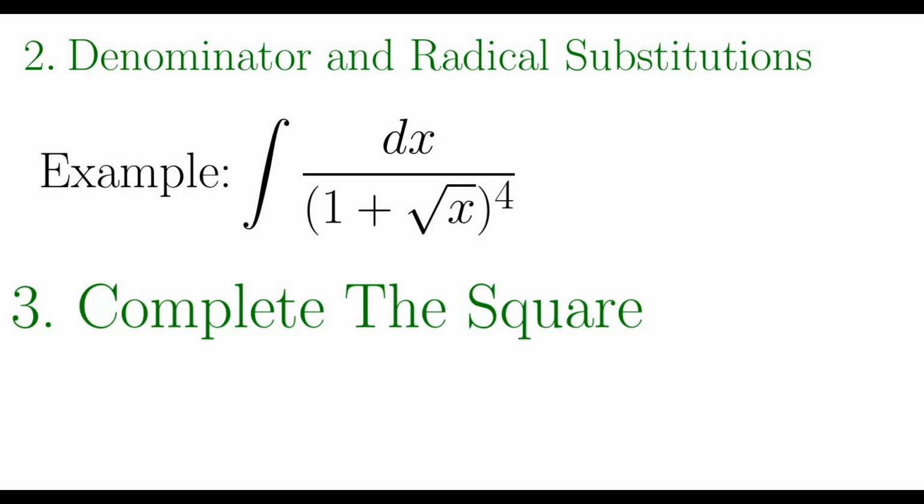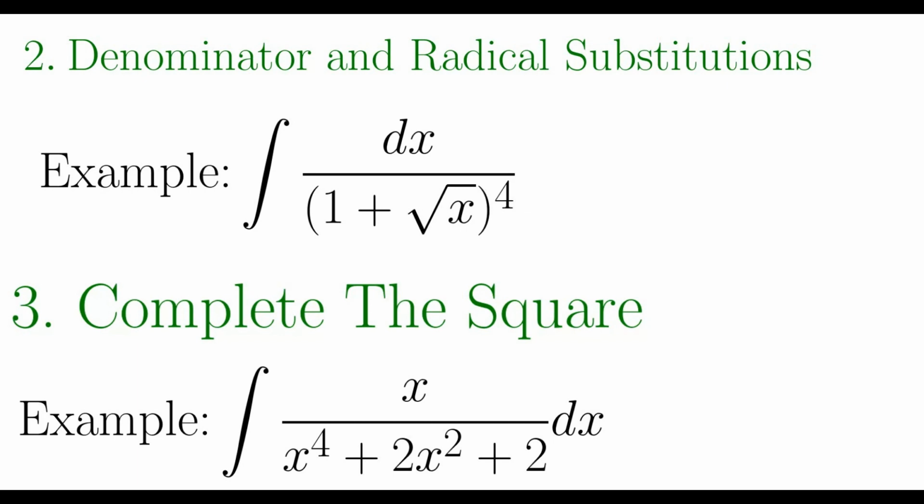Third thing to keep in mind is completing the square. So here is an example: x over x to the fourth plus 2x squared plus 2. Complete the square in the denominator, and you would be able to solve the problem.